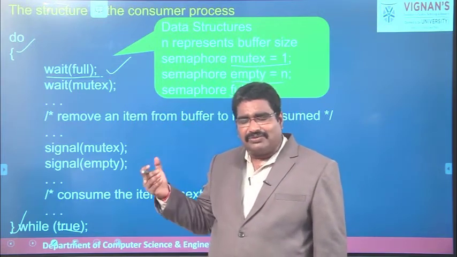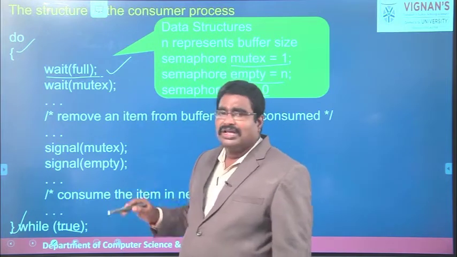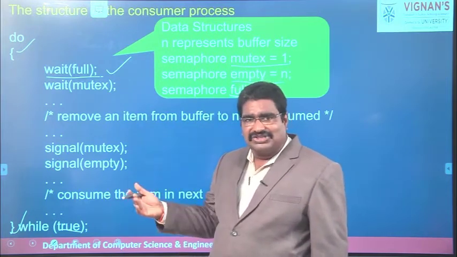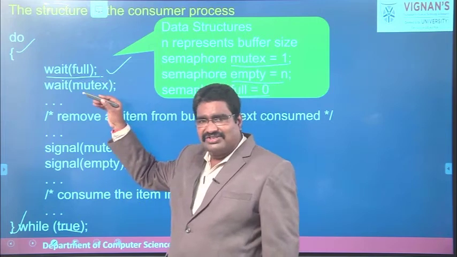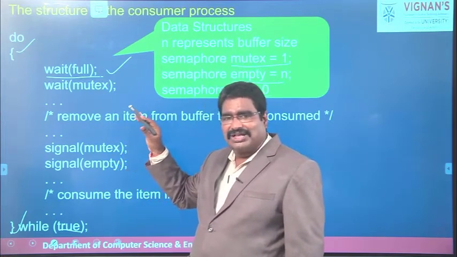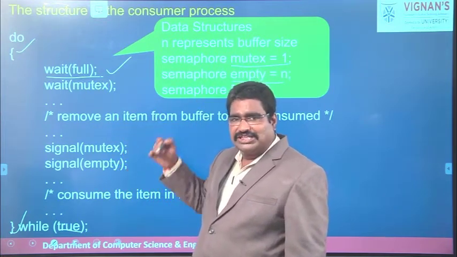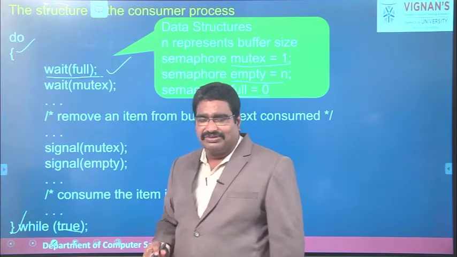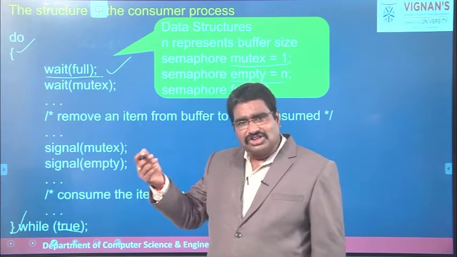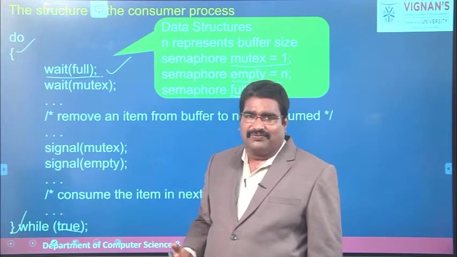Now the consumer is allowed. When the control comes out, the full is already greater than 0. Using the wait function, its value is decreased by 1, that is, items are available, the full is decreased by 1 and comes out of the wait function. That itself indicates that the consumer is allowed to take the item from the buffer.